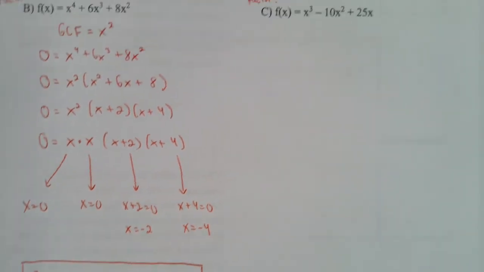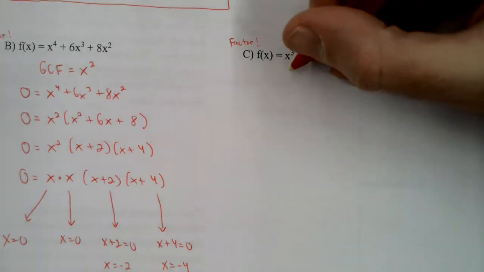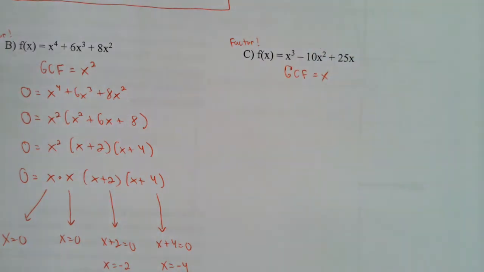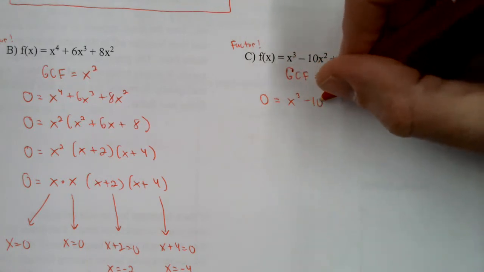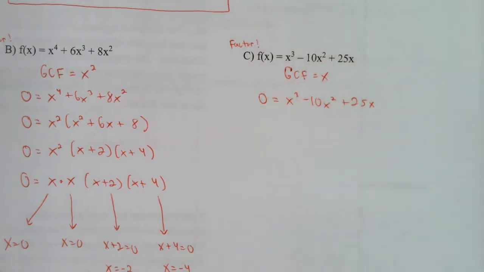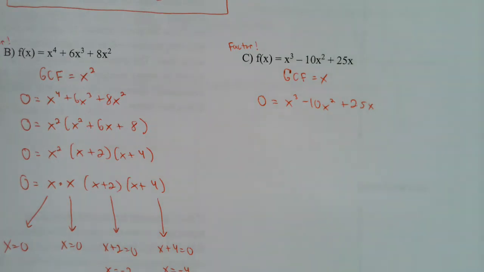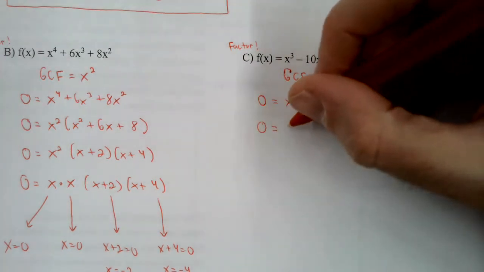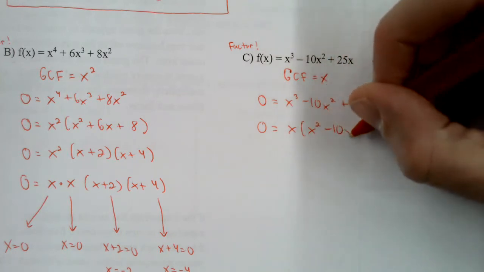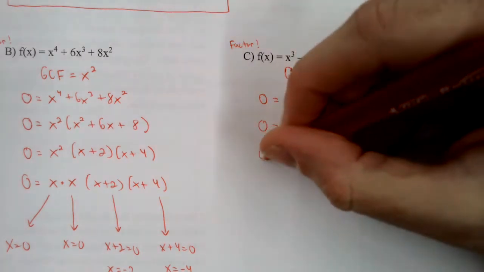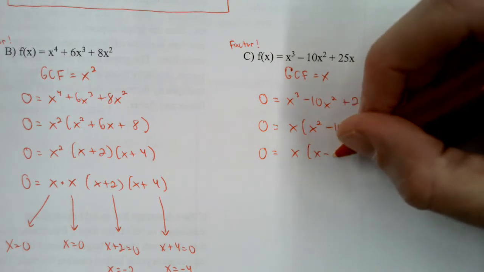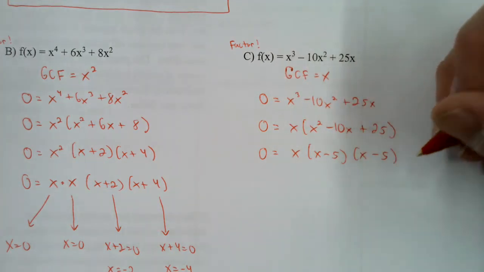Okay, here we go, last one. This one's going to have a GCF of x. Let's write it as 0 equals x cubed minus 10x squared plus 25x. And then let's factor out the greatest common factor of x, which will leave you with x squared minus 10x plus 25. See if you can factor. What multiplies to 25 and adds to -10? (x minus 5) times (x minus 5).